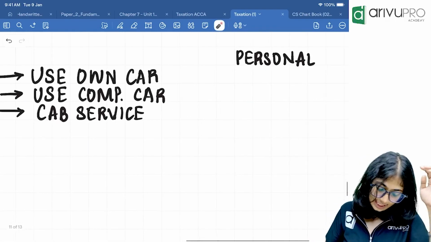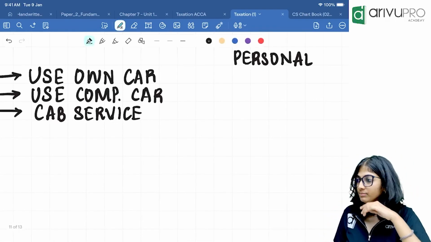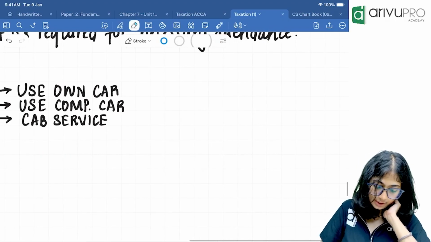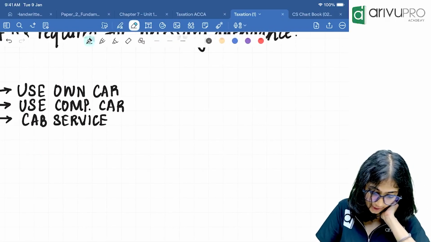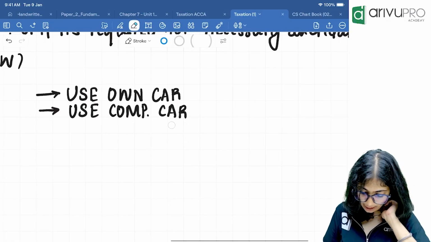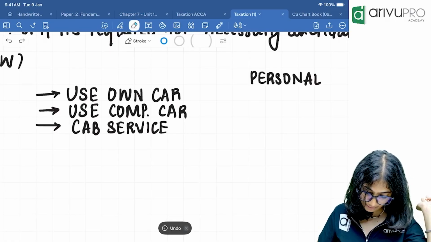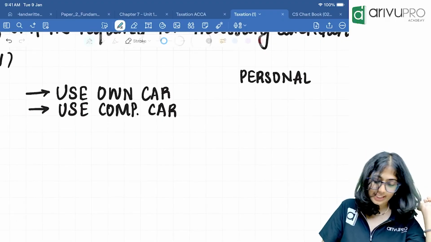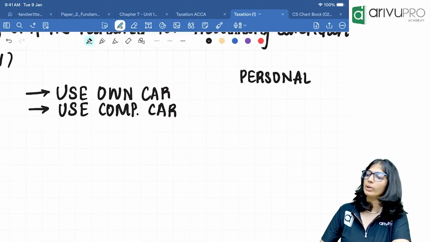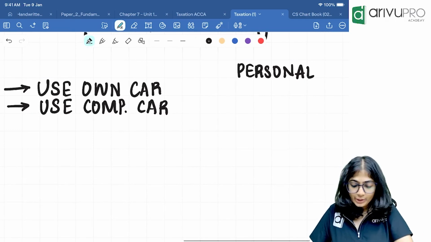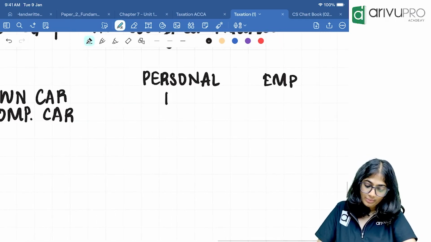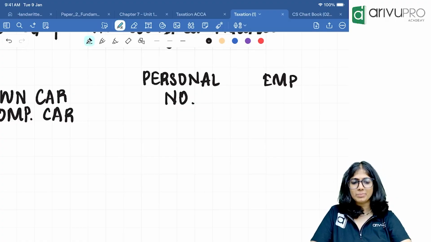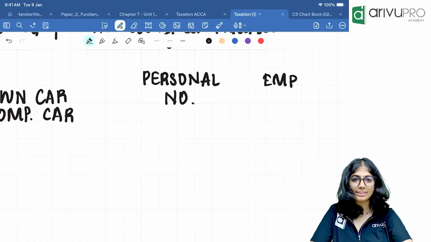Okay, let's say they provide a cab service from home to work and work to home. Let's just remove cab service for a moment. Let's say you have your own car, whatever car you want. You are using it for personal use. Is it deductible? No, it's not deductible. You're using your own car for your own purposes. What does that have to do with your employment? It doesn't make sense, right?